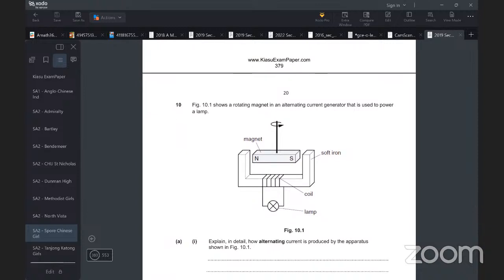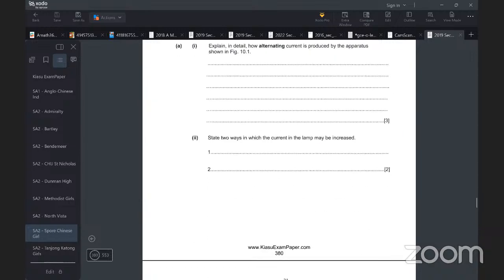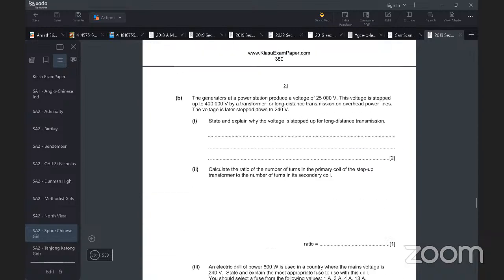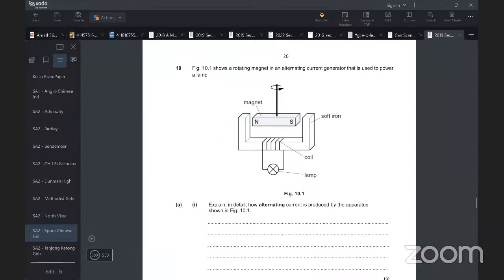What topic is this? What else? The one that you haven't done. Induction. Yeah, induction, motor, whatever, right? Question 10 is usually the shortest one. See, I mean, two pages is relatively short.